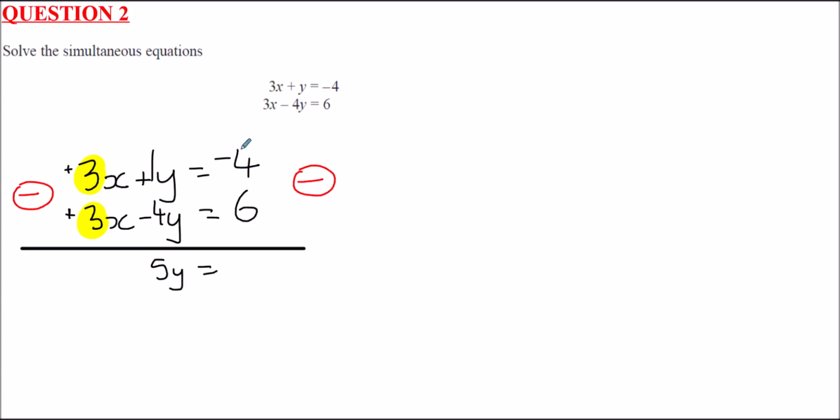And then these numbers, I'm starting with minus 4, and I'm taking away another 6. So if you take away 4, and then also take away another 6, you've taken away 10. So 5y equals minus 10. Now we can divide by 5, so that y will be minus 10 divided by 5, which is minus 2. So all we needed to do there was to divide both bits by 5.